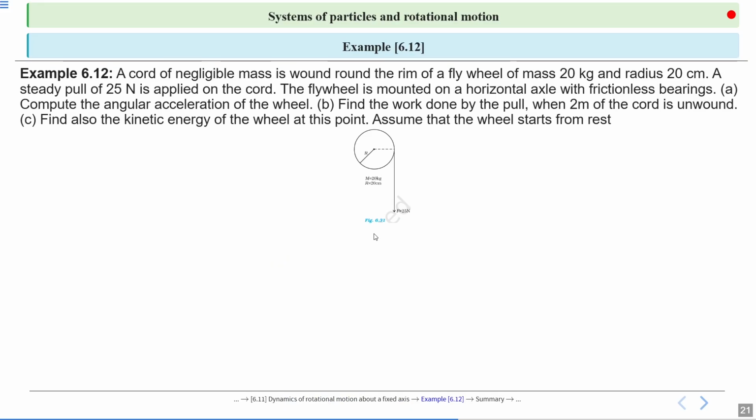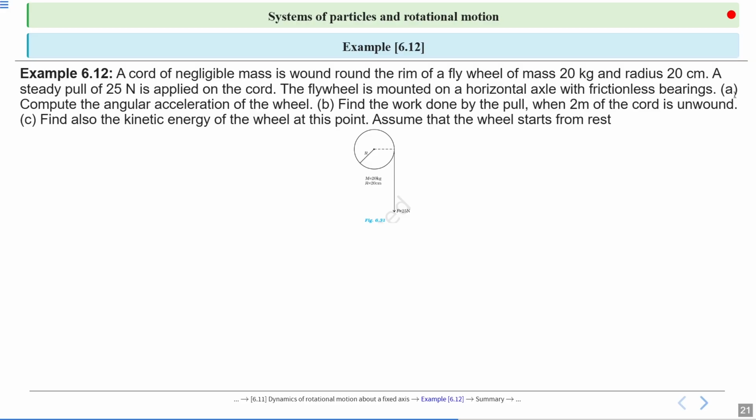Example 6.12. A cord of negligible mass is wound round the rim of a flywheel of mass 20 kg. So we have a rim, the mass is 20 kg and the radius is 20 centimeter. A steady pull of 25 Newton is applied on the cord. So here a 25 Newton steady pull is applied. The flywheel is mounted on a horizontal axle with frictionless bearings.